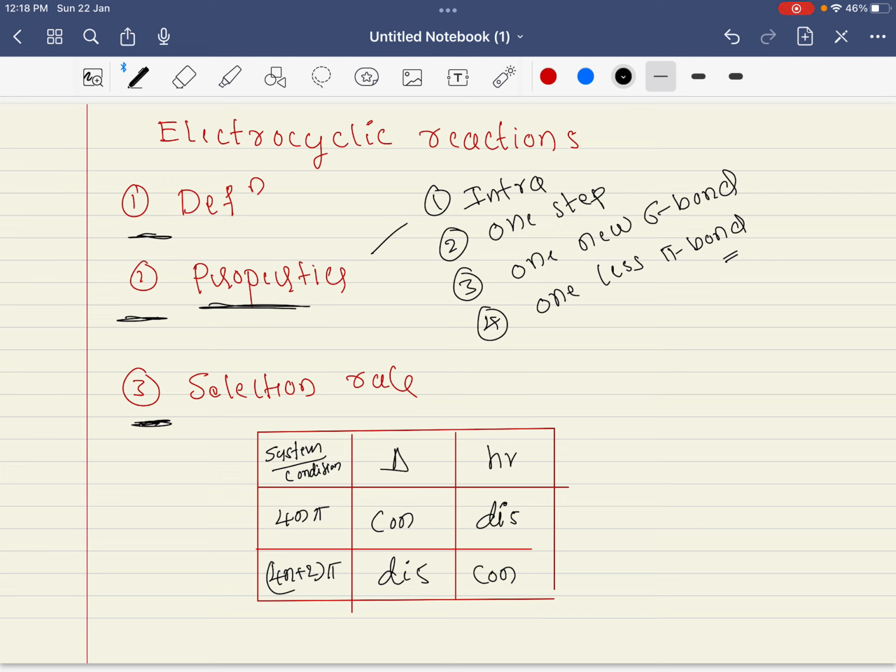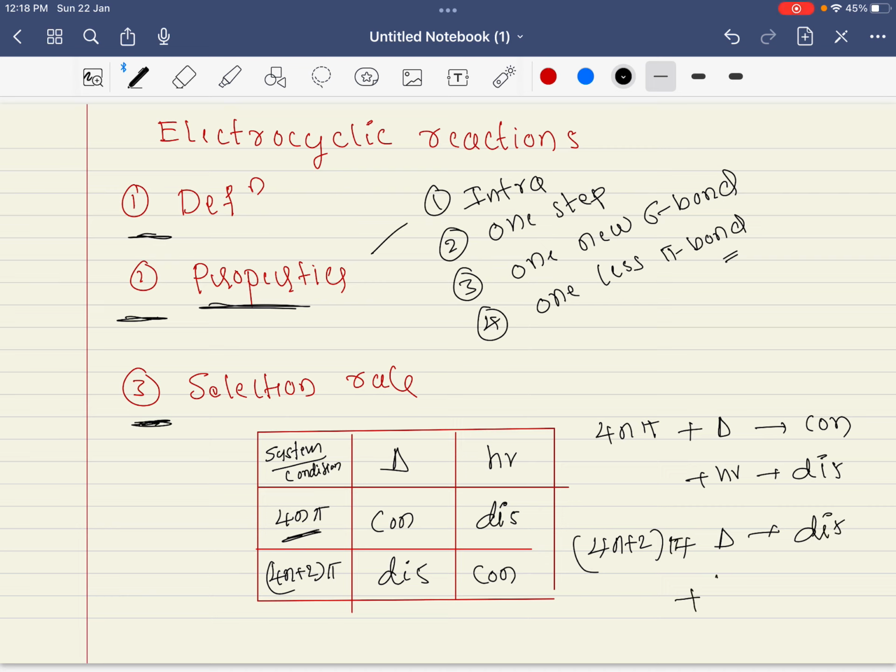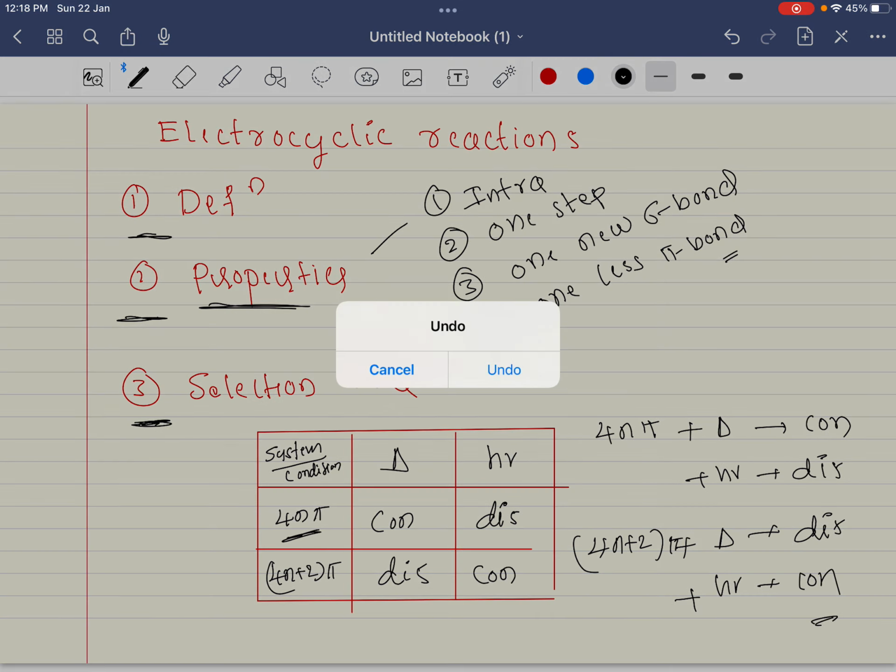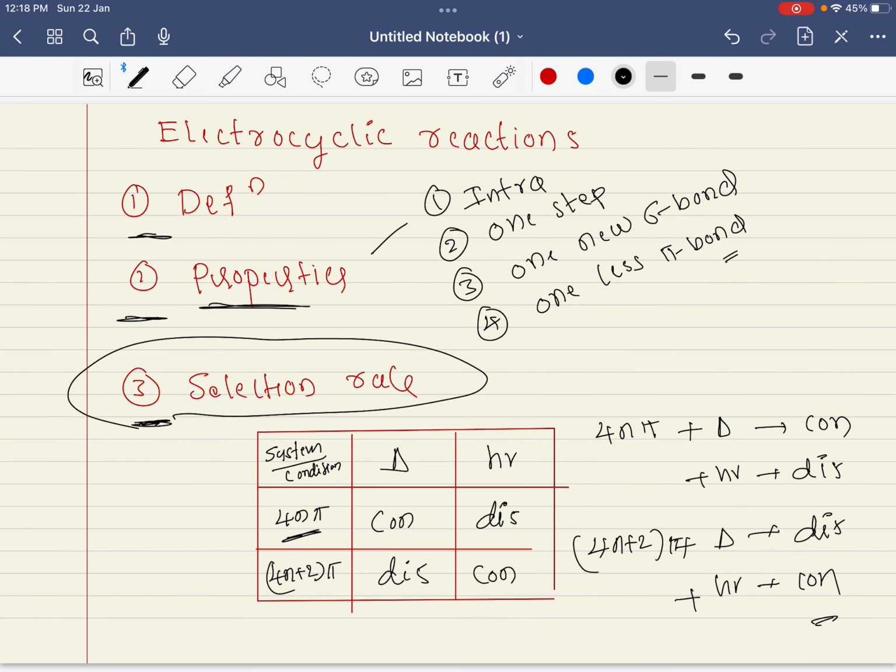In selection rule I explained, if the condition is 4n pi system and thermal condition, it is conrotatory. 4n pi system and photochemical condition means disrotatory. Next we studied 4n plus 2 pi system and thermal condition means it is disrotatory. 4n plus 2 pi system plus photochemical condition means conrotatory. These selection rules are very important to solve the examples of electrocyclic reaction.